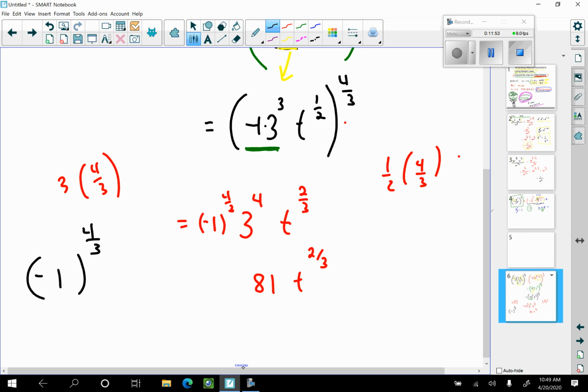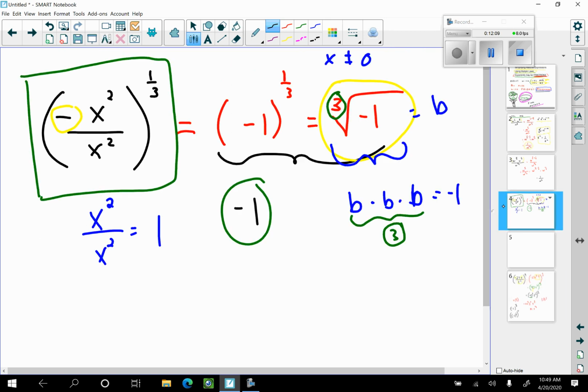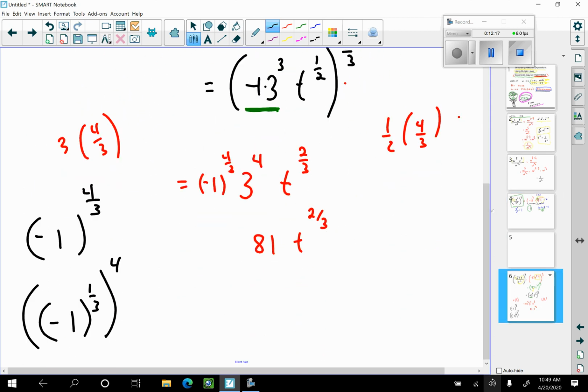I know what I can do. True or false, that's going to be negative 1 to the 1/3 power raised to the 4th power, because 4 times 1/3 is 4/3. And we know from the previous slide, don't we know what negative 1 to the 1/3 power is? Yes, it's negative 1. So this inside here is negative 1. Therefore, this is negative 1 to the 4th power.